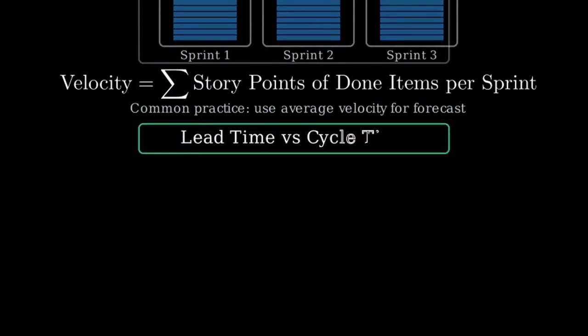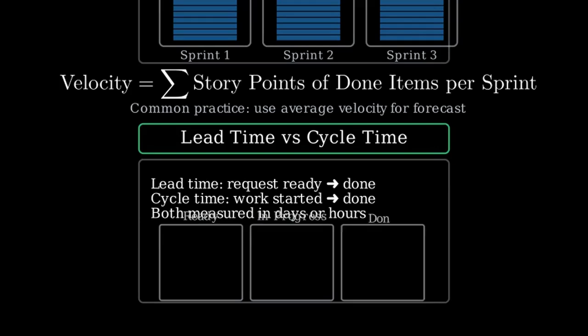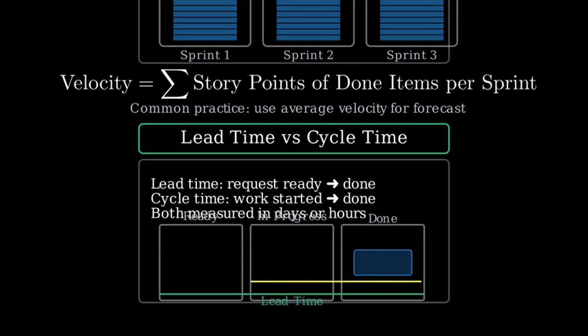Next, cycle time and lead time. Lead time starts when a request is ready for development and stops when it is done. Cycle time starts when the team actually begins work and stops when it is done. Let's draw a simple board and one card moving through it. We will mark lead time and cycle time on the same timeline to compare.